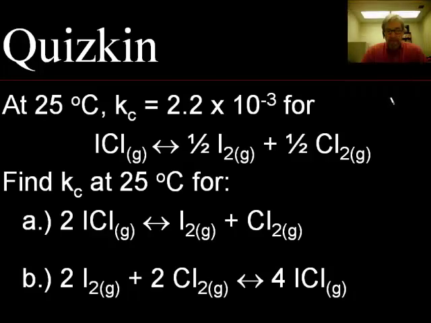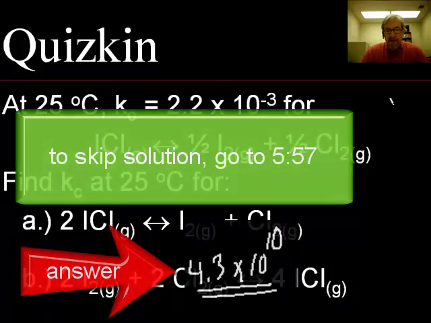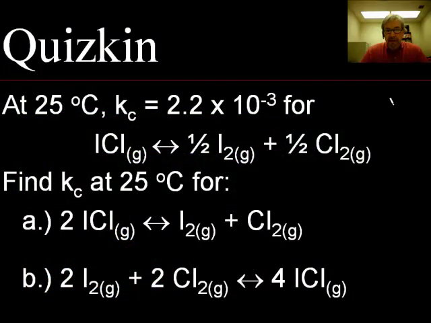Well, two things have happened here. One is that the reaction is reversed. When the reaction is reversed, we have to take the reciprocal of the K value. So that would be 1 over Kc original, which is 2.2 times 10 to the negative third.